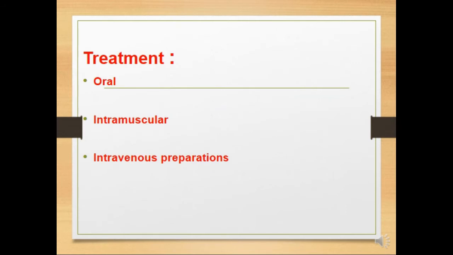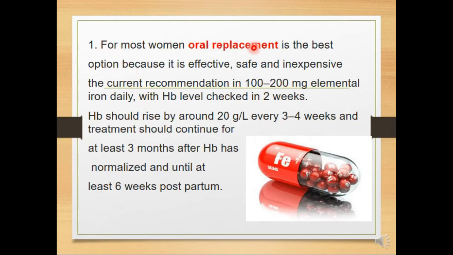How can we treat iron deficiency anemia? By oral supplementation, intramuscular and intravenous preparations. Regarding oral replacement, for most women, oral replacement is the best option because it is effective, safe, and inexpensive. The recommendation is 100 to 200 mg of elemental iron daily. Then the hemoglobin level is checked in 2 weeks. HB should rise by about 20 gram per liter every 3 to 4 weeks.